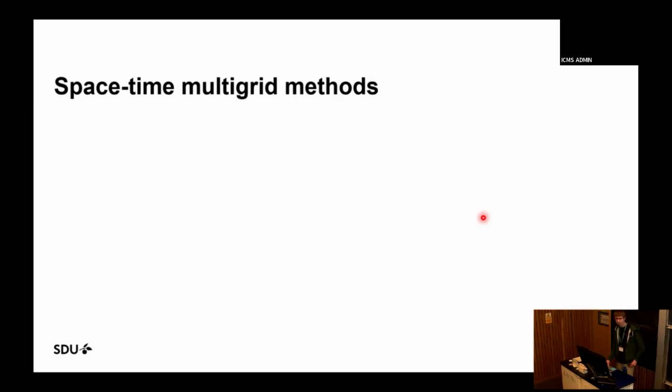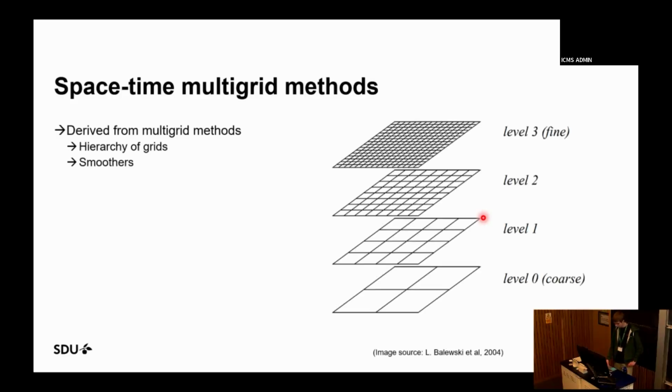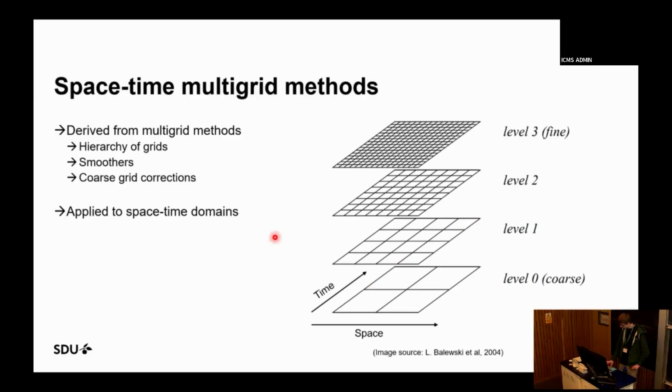multigrid. Now, these were also introduced yesterday, but anyways, just to recap, these are derived from normal multigrid methods where you have a hierarchy of grids, and then you use smoothers and coarse grid corrections in order to solve the problem hopefully over time. Space-time multigrid methods are then applied to space-time domains. So for example, you might have a domain which contains one axis of time and one axis of space, as illustrated here.